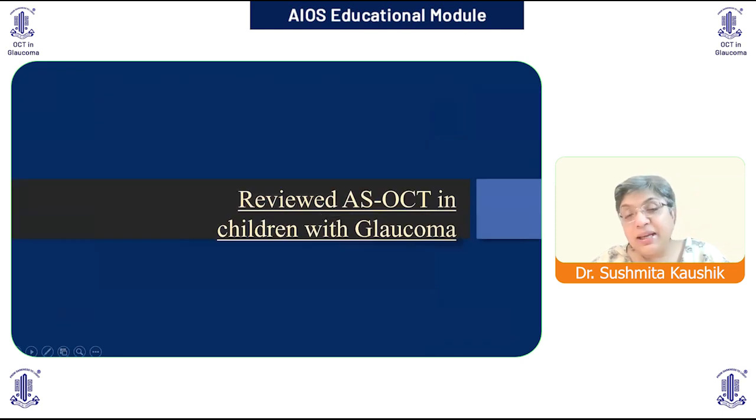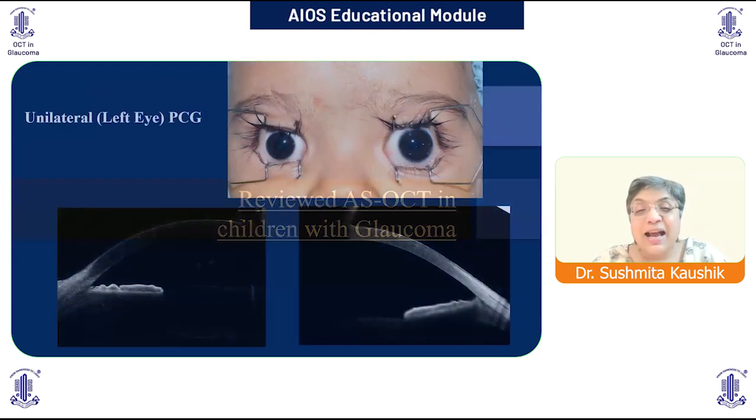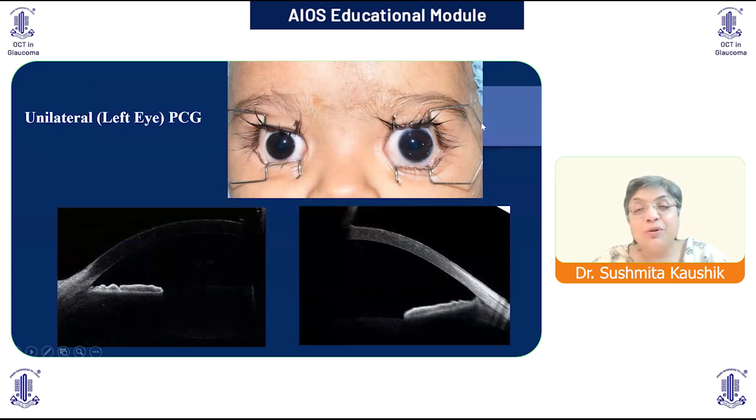So we reviewed the AS-OCT in children with glaucoma. We wanted to see what they really look like. It was just a question. And lo and behold, this was a unilateral PCG in the left eye. Look at the right eye. The iris is much further back. And yet look at the left.